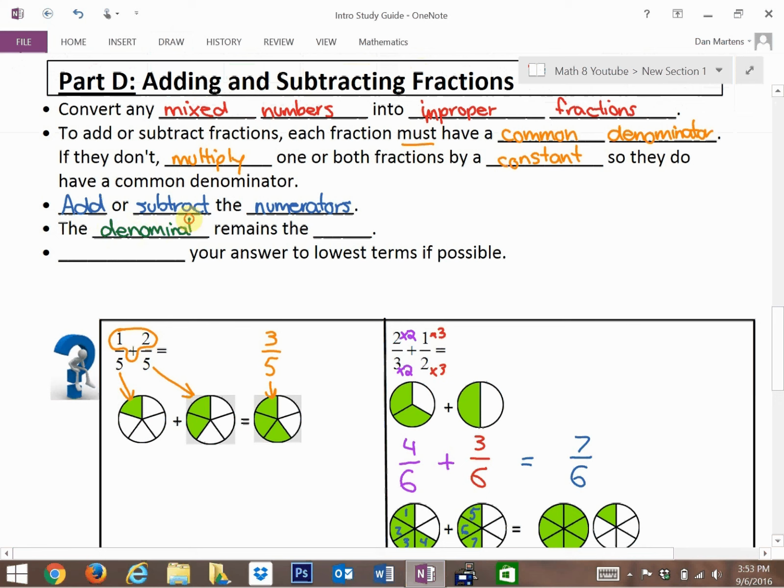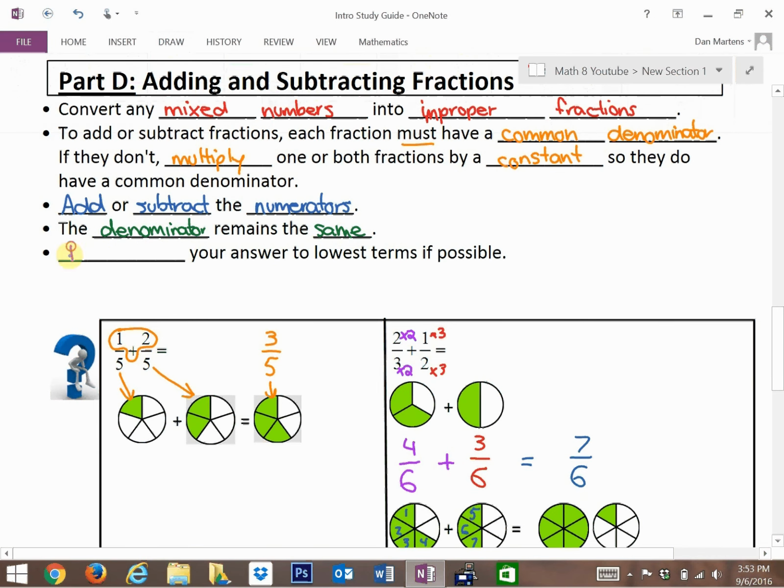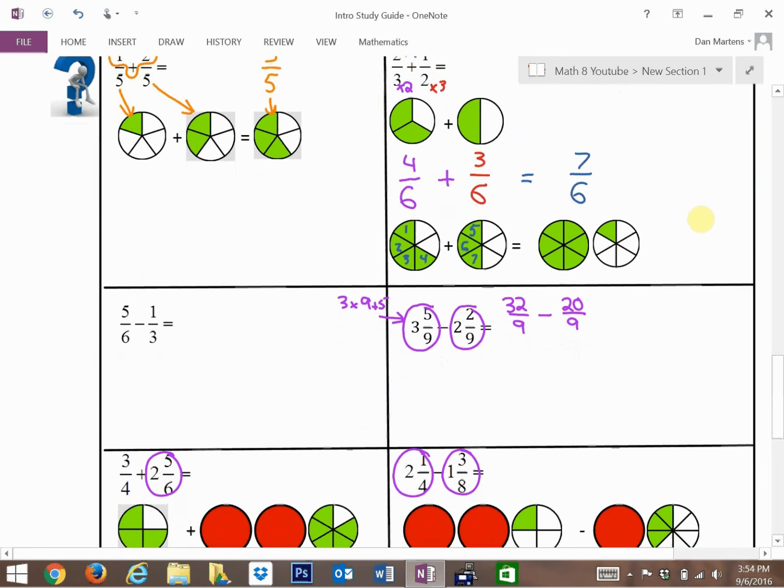You can see that with the diagrams, with the examples here. If we've got sixths, we're not going to change that. Sixths plus sixths is equal to sixths. So the denominator remains the same. And finally, we'll get to this shortly in some examples, you should reduce your answer to lowest terms if that's possible. So if we look at these next examples here.